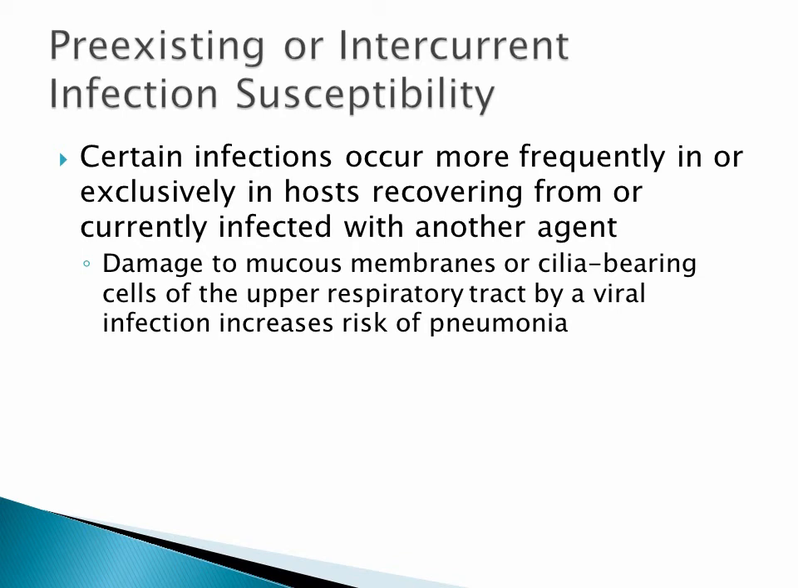Pre-existing or intercurrent infection susceptibility. Certain infections occur more frequently in or exclusively in hosts recovering from or currently infected with another agent. So, for example, if you're recovering from a cold and then all of a sudden you have a bacterial infection, those are pre-existing or intercurrent infections. Damage to mucous membranes or cilia-bearing cells of the upper respiratory tract by a viral infection increases the risk of pneumonia, which could be a bacterial infection.